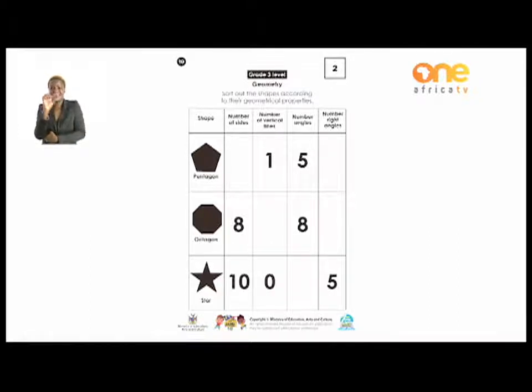The last one is the star. We have to count the sides. The vertical lines is 0 because we cannot divide it into two. And then we have to count the angles. Remember, the angles and the corners are the same. And then we have the right angles. Remember, if you have to draw the line inside of a star, will it be able to form a right angle? You have to practice this as well. So the right angles in the star are 5.